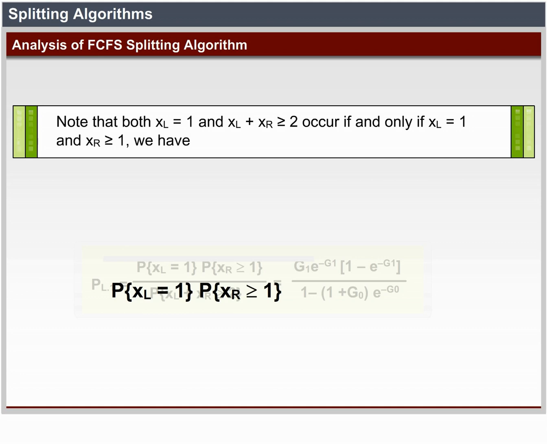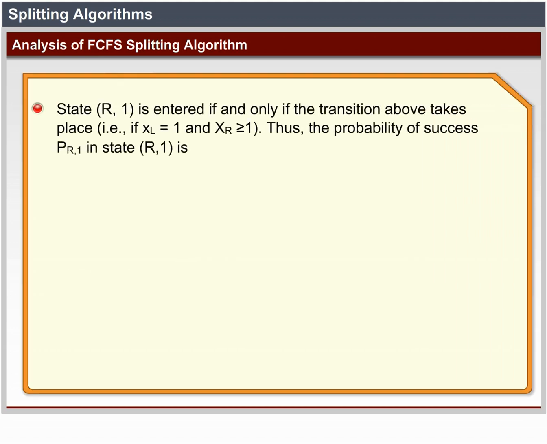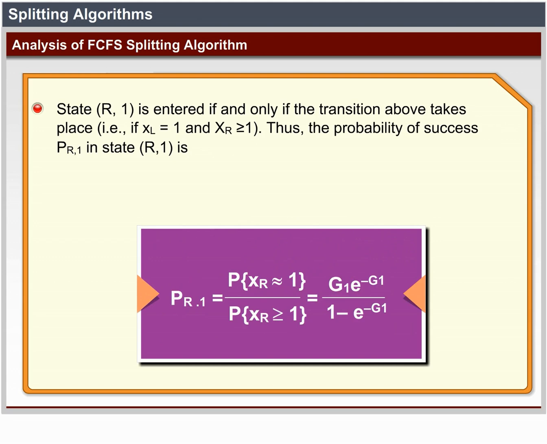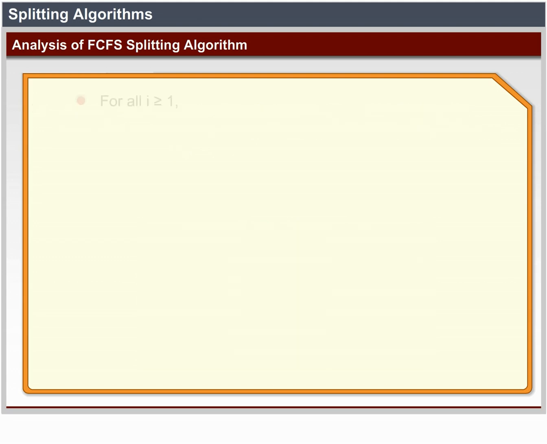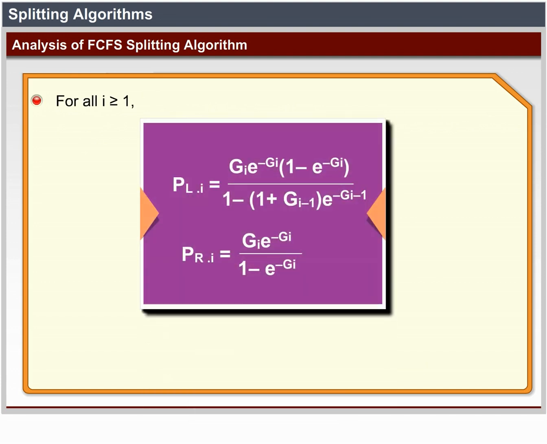State R,1 is entered if and only if the transaction above takes place, that is, if XL is equal to 1 and XR greater than or equal to 1. Thus, the probability of success P_R,1 in state R,1 is given by the equations shown on this screen. For all i greater than or equal to 1, the equations shown on this screen hold.